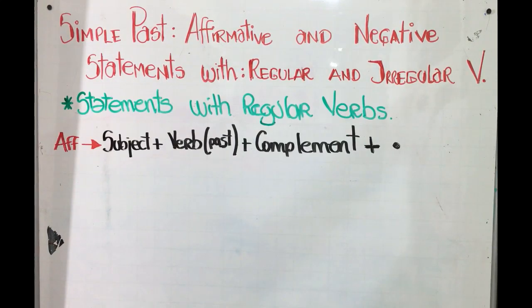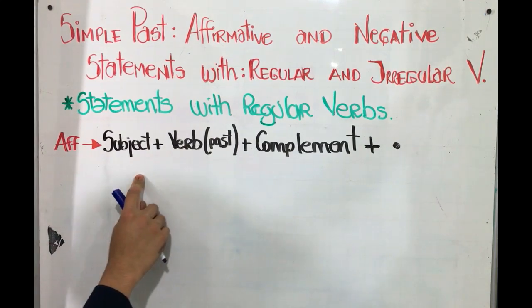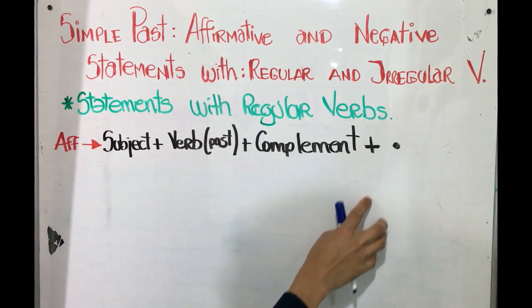The simple past is used to talk about things that happened in the past, that is to say, things that are definitely finished in the past. Let's start with the statements with regular verbs. The structure of an affirmative statement is: subject, plus verb in the past, plus complement, plus period.